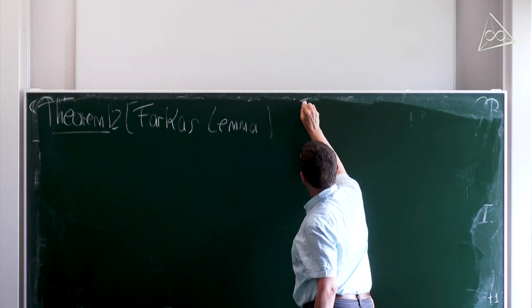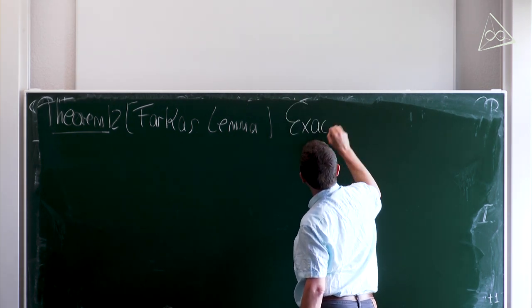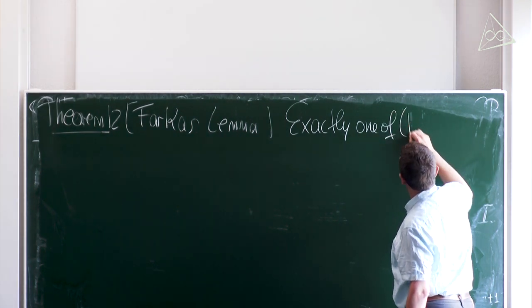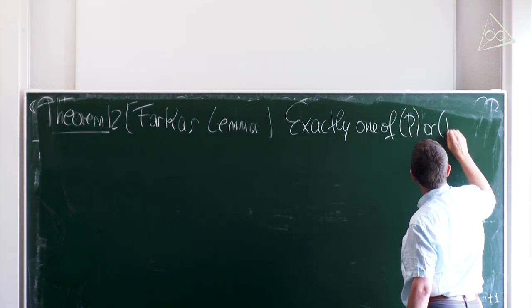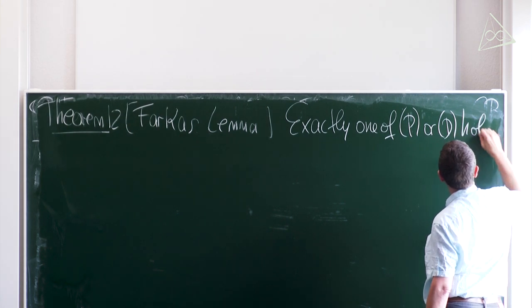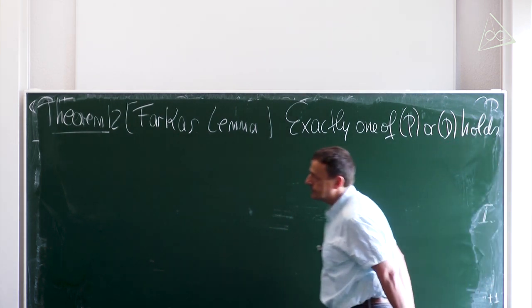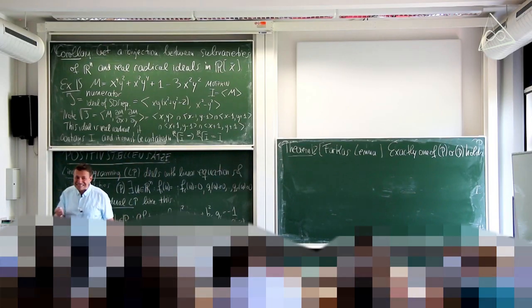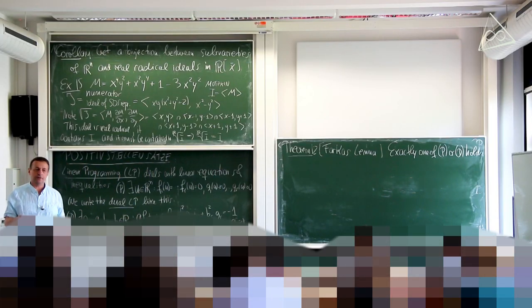It says exactly one of these two holds. Either P holds or D holds, but not both. So either there's a primal solution, either there exists a solution to your system of linear equations or linear inequalities, or there's a certificate which is a dual solution.